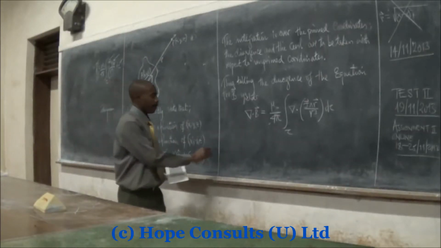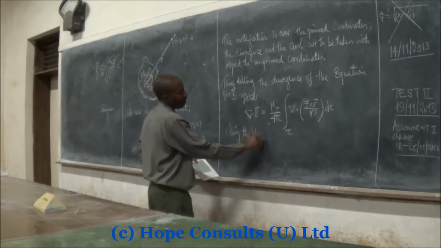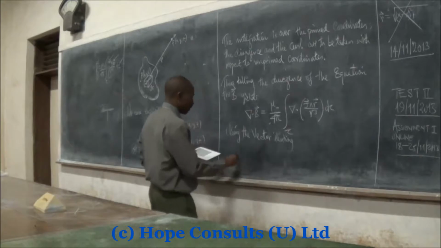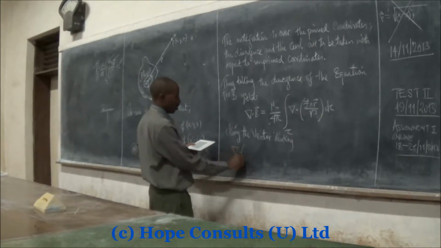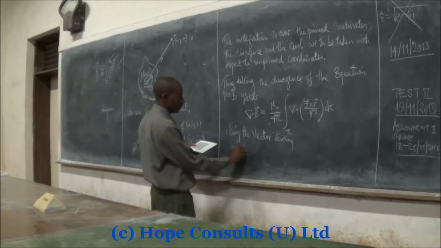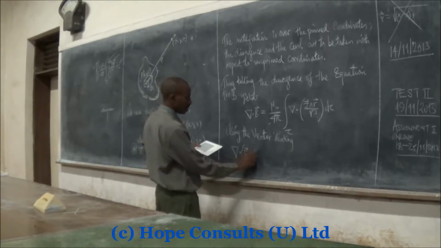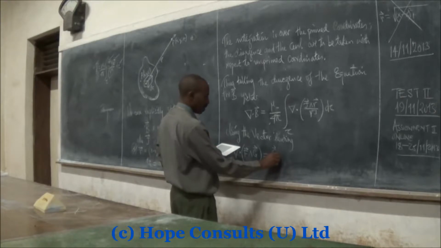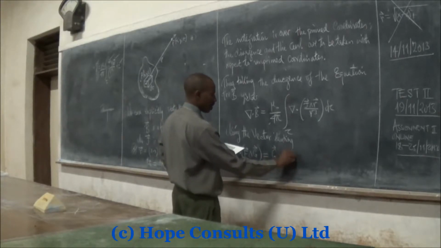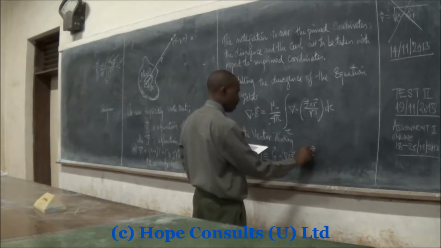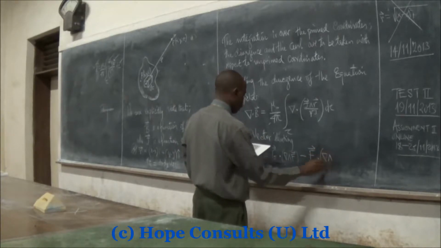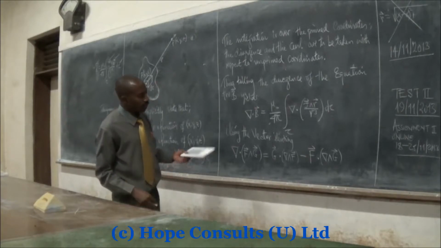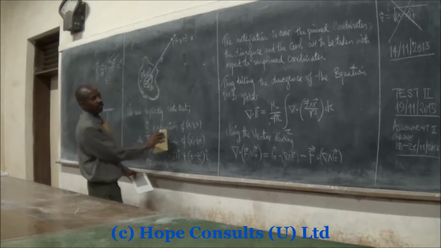So using the vector identity that the divergence of the cross product of two vectors F and G is equal to one of the vectors dotted with the curl of the other, minus F, divergence, the curl of the other vector. So if I can now wrap this nice thing.